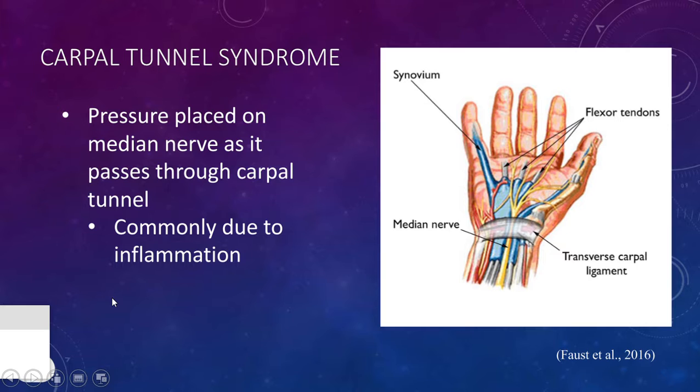Carpal tunnel syndrome involves pressure being placed on the median nerve as it passes through the carpal tunnel. You can see in the picture on the right that the carpal tunnel is under that transverse carpal ligament, and that median nerve can get compressed right there. And this is commonly due to an inflammation, so muscles in that surrounding area can become inflamed and compress on the median nerve.